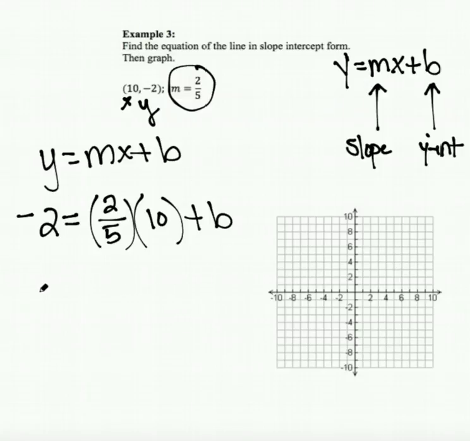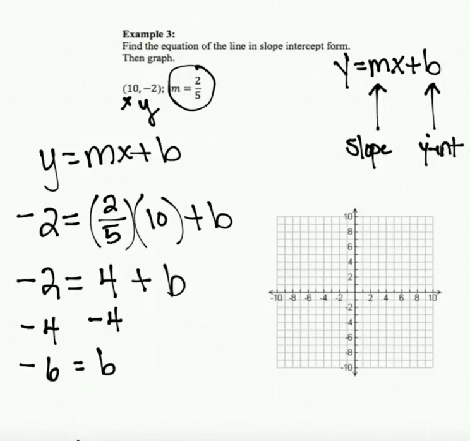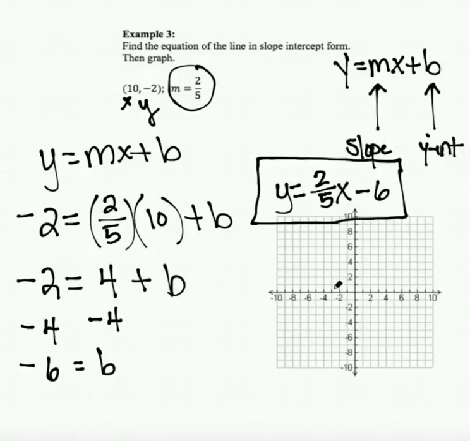Again, we're still on step 2. It says once you've plugged those in, you're going to go ahead and solve for b. So negative 2 equals 2/5 times 10, which is 4, and then we have plus b. We're still solving for b, so I'm going to subtract 4 from both sides. And that's going to give me b equals negative 6. Now I have a value for m and a value for b, so I can write my equation. My equation is y equals 2/5 x minus 6. Y equals mx plus b. Remember, I'm always filling in the m and I'm filling in the b.